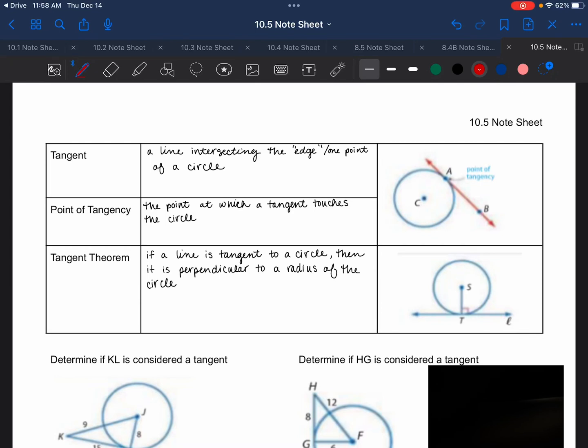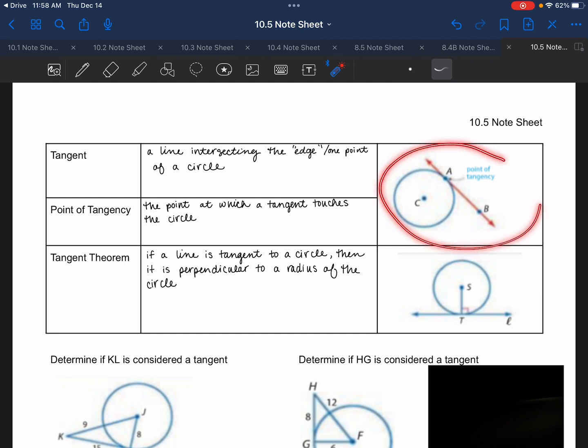All right, we're going to do the notes for 10.5 and talk about tangents. All right, so what is a tangent? A tangent is a line intersecting the edge or just one single point of a circle. All right, the point of tangency is that single point at which a tangent touches the circle.